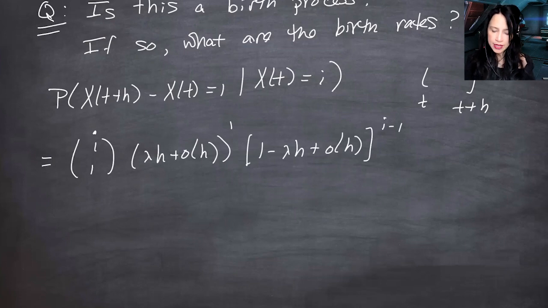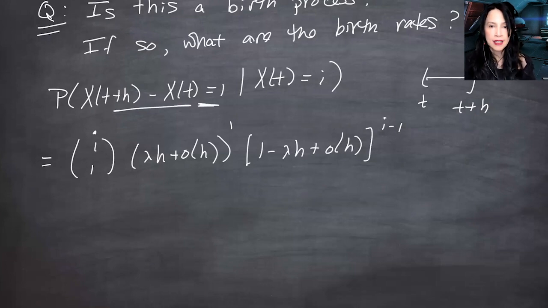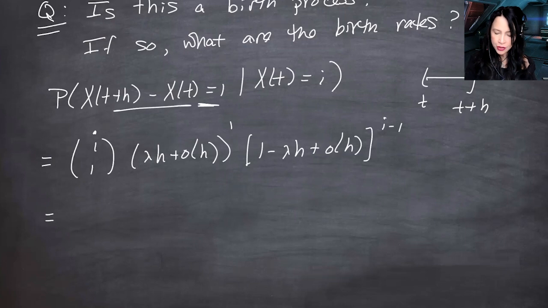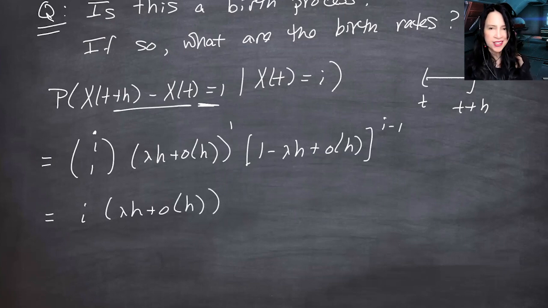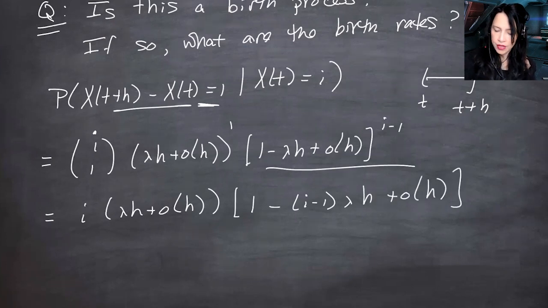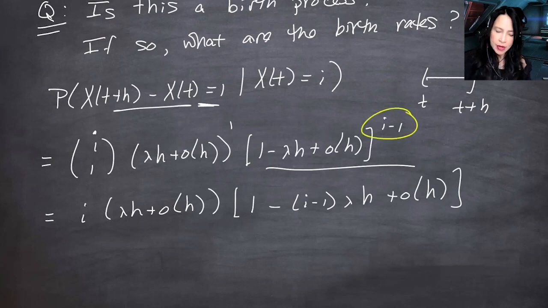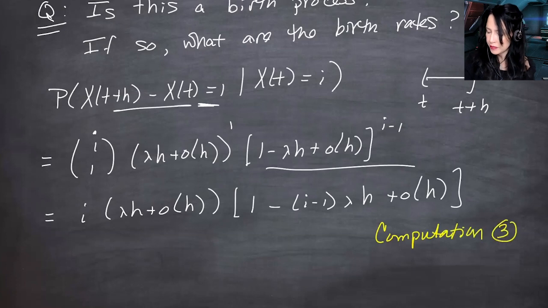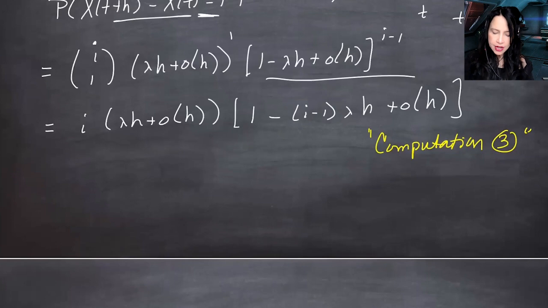So I individuals, we want to see an increase of exactly 1 of the population size in this tiny interval of time. And now I want to use the things we just showed. So I choose 1 is I. Lambda h plus little o of h to the 1 is just lambda h plus little o of h. This other thing is the third in the list of computations we did. This is 1 minus I minus 1 lambda h plus little o of h. So that is the third computation, although we had an n, not an I minus 1. And then we need to multiply these things. There's an I, which is just a constant.